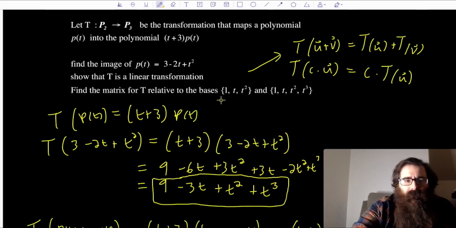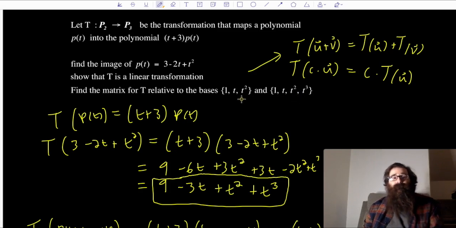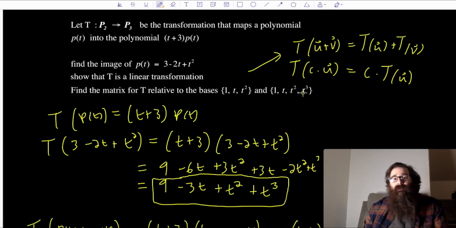Find the matrix for T relative to bases 1, t, and t squared. This is the standard basis for polynomial space P2. And the other basis being 1, t, t squared, t cubed. This is the standard basis for polynomial space P3. So what this wants me to do is to start in the first basis and work with that. What I'm going to get out is in terms of this second basis.